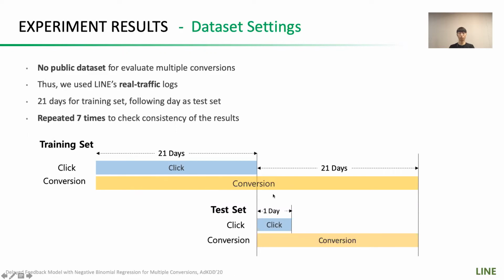Conversions can occur even after the training period, but we only use conversions which can be observed at training time. Unlike the training set, to evaluate precisely, the test set must include all conversions. Note that we repeat 7 times over 1 continuous week to check the consistency of the result.